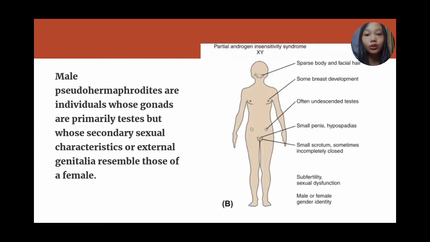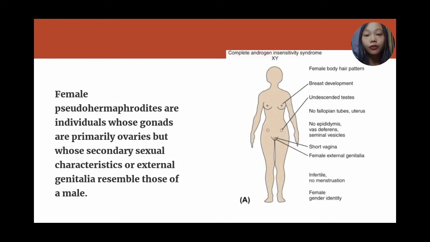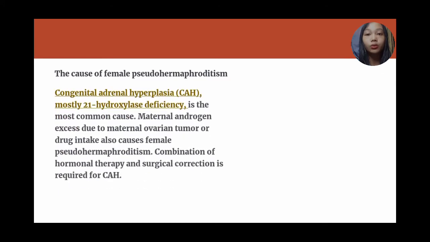Male pseudohermaphrodites are individuals whose gonads are primarily testes but whose secondary sexual characteristics or external genitalia resemble those of a female. Female pseudohermaphrodites are individuals whose gonads are primarily ovaries but whose secondary sexual characteristics or external genitalia resemble those of a male.